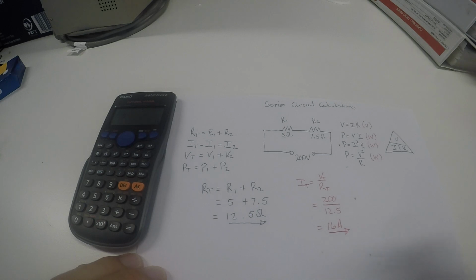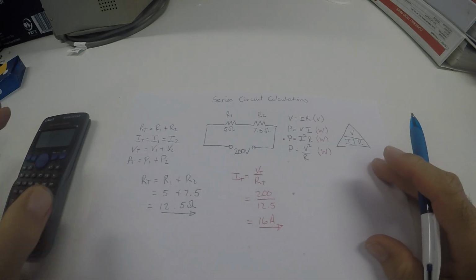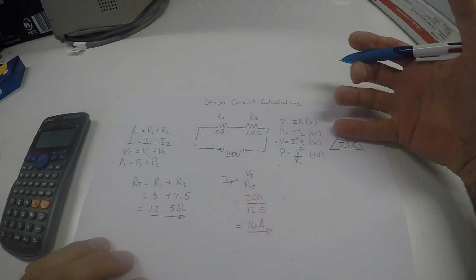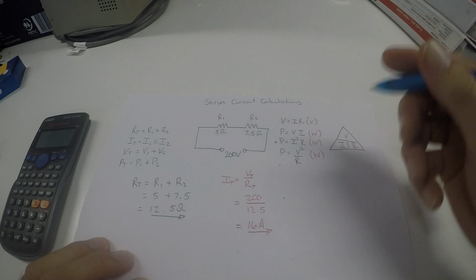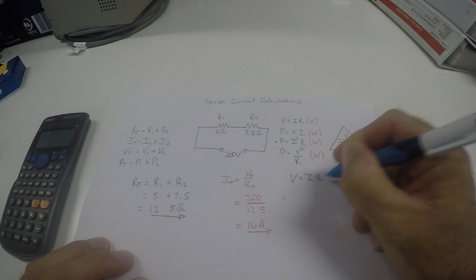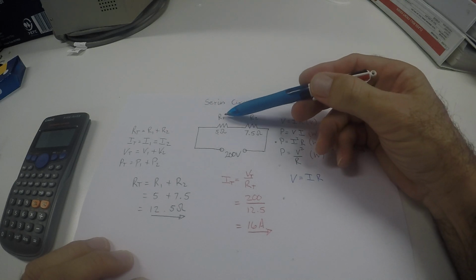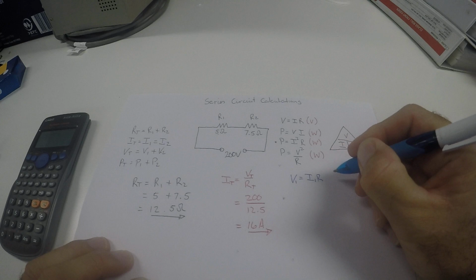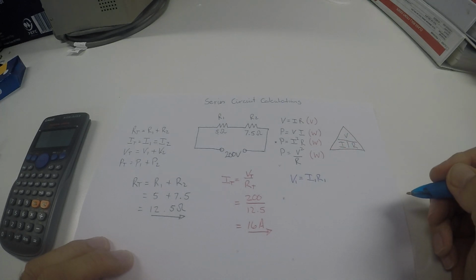So the next step is, I'm going to do it in blue, hopefully you can see it on there. Just move this slightly over. I'm going to calculate voltage. So voltage equals I times R. But I want to calculate number 1, so I label it voltage 1, current 1, resistance 1.